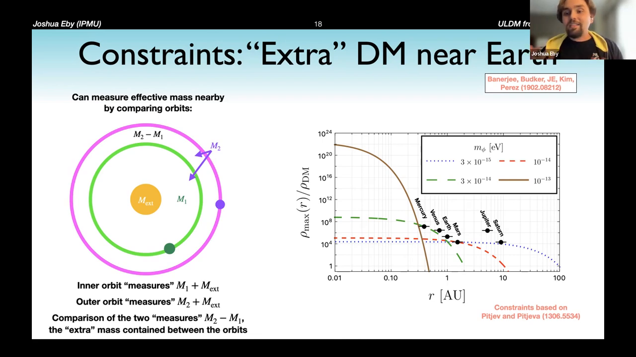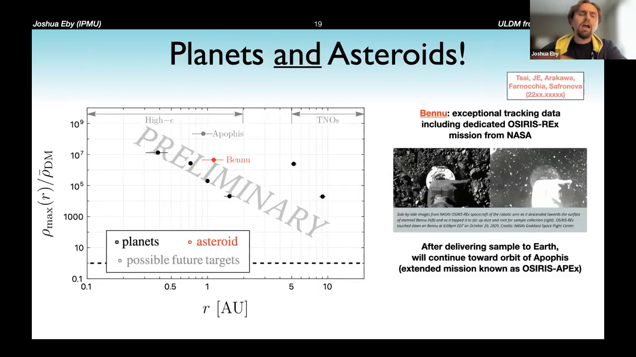On the other hand, at such large masses, the solar halo doesn't reach the Earth, so you can't find it on Earth. We'll come back to that later. So these are the existing constraints from planets. And this has been the case since basically 2013. There's basically been no update.